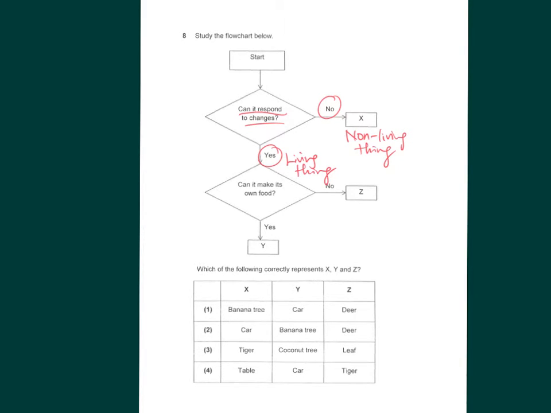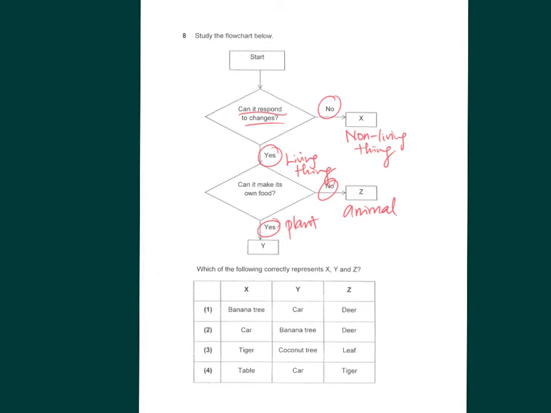Next, can it make its own food? Now the only organisms that are able to make their own food are plants. So if it's a yes, it must be a plant. Alright? And if it's not able to, it is likely to be an animal.